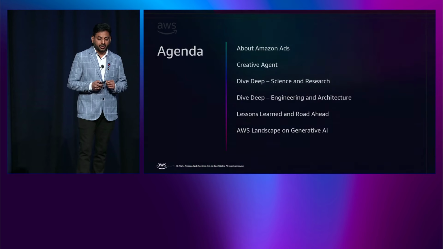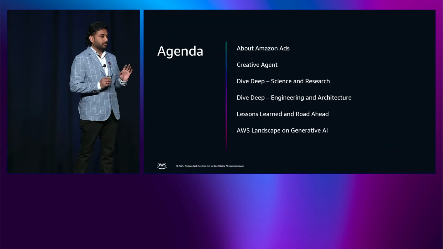I know this is a silent one, but how many of you here are familiar with the buzziest word this year in the tech industry, which is Agentic AI? You can raise your hands. Nice, I see a lot. Well, in that case, you are exactly in the right place. We're going to show you how Amazon Ads has built their creative agent.